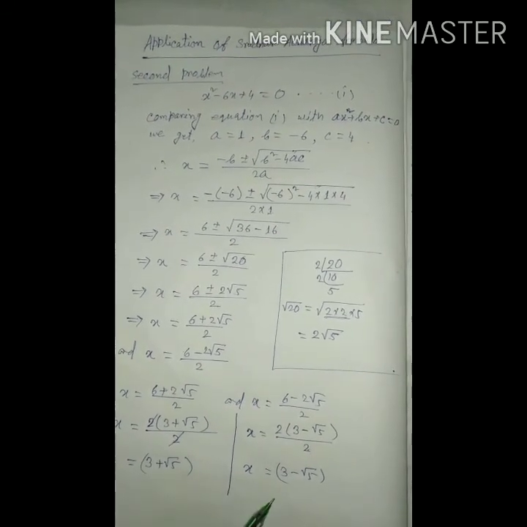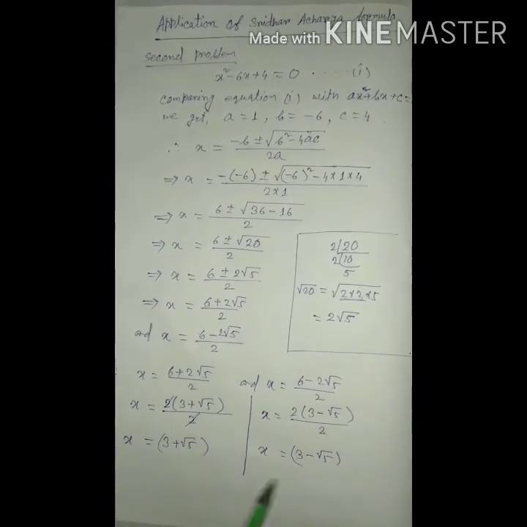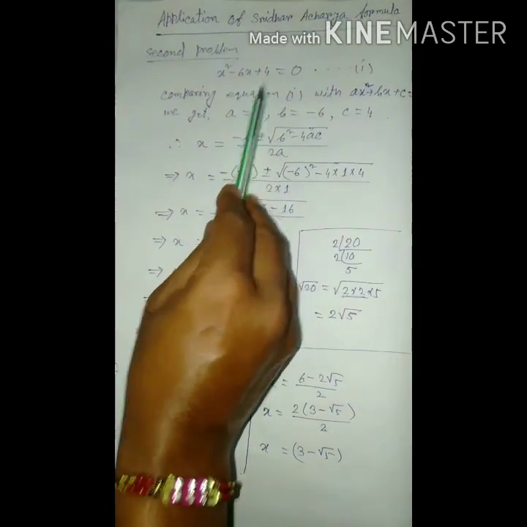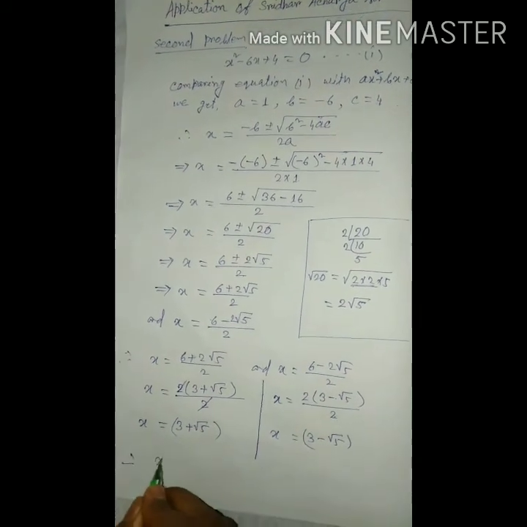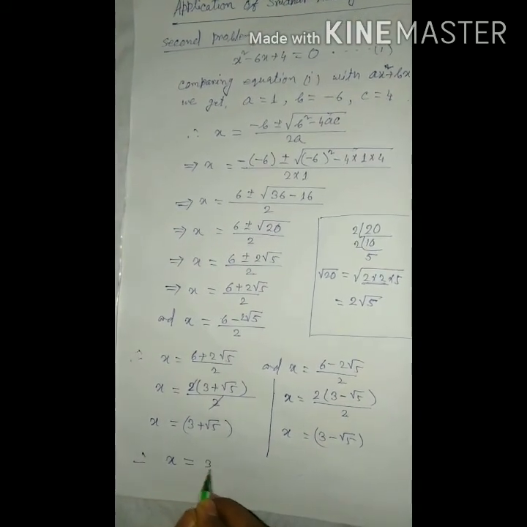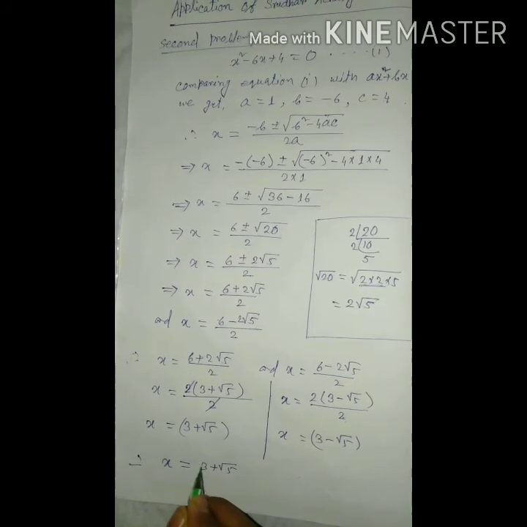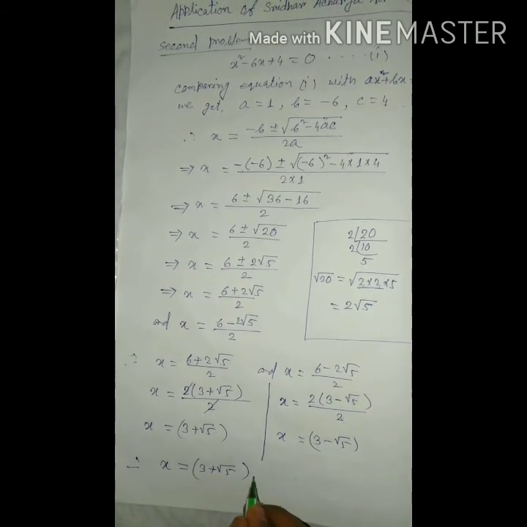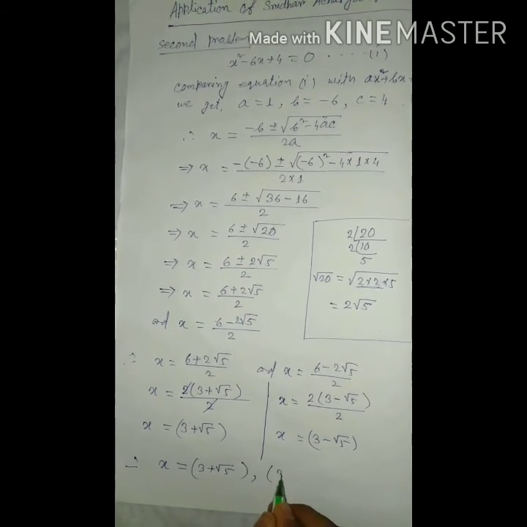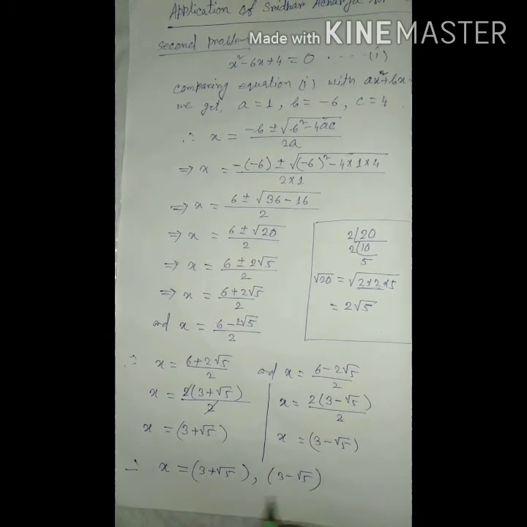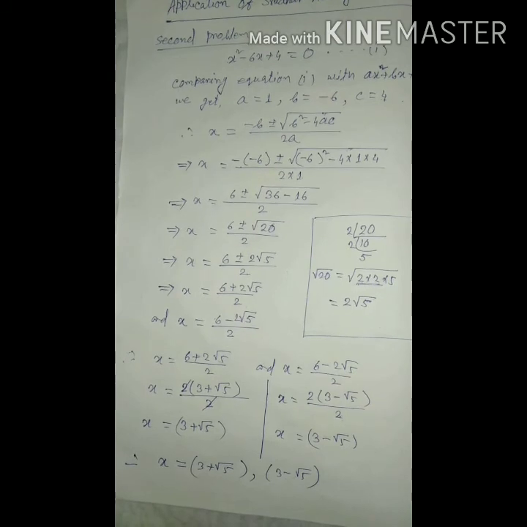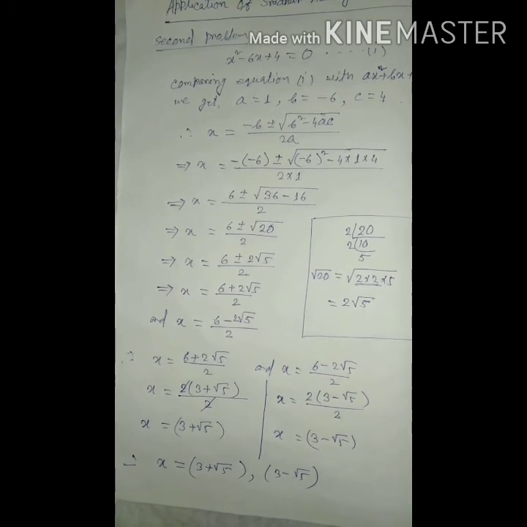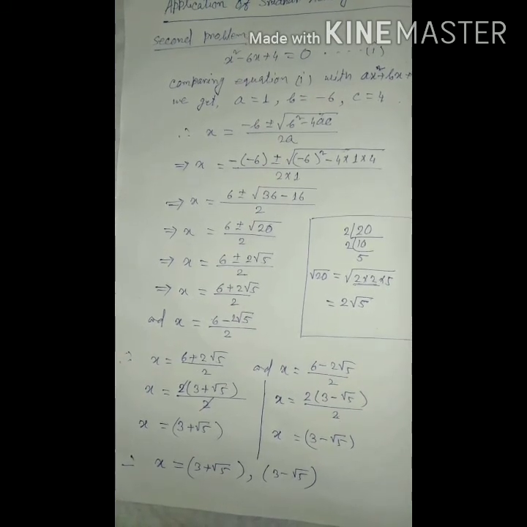These are two roots of this equation, that is value of x. Therefore, we can write x is equal to 3 plus root 5, comma, 3 minus root 5, or roots of this equation are 3 plus root 5 and 3 minus root 5.